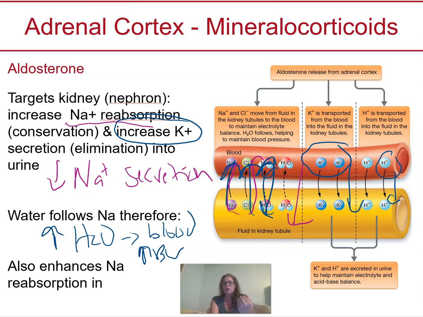A lot of times when sodium comes back, typically a potassium or a hydrogen can go. We're going to talk a lot more of this when we do A&P2. I'm not too concerned about that for this lecture. I'd like you to know that for every sodium that comes back in the blood, a potassium has to leave. It also increases sodium reabsorption in your sweat glands.